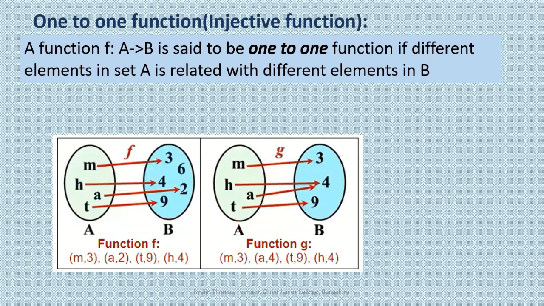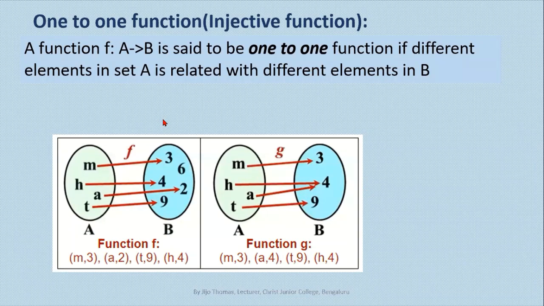Similarly, if you see, every element of set A is related with different elements in set B. So this is a function which is one-to-one. In the second, G, H and A are related with 4, which is not allowed in one-one. So the second one is not a one-one function.